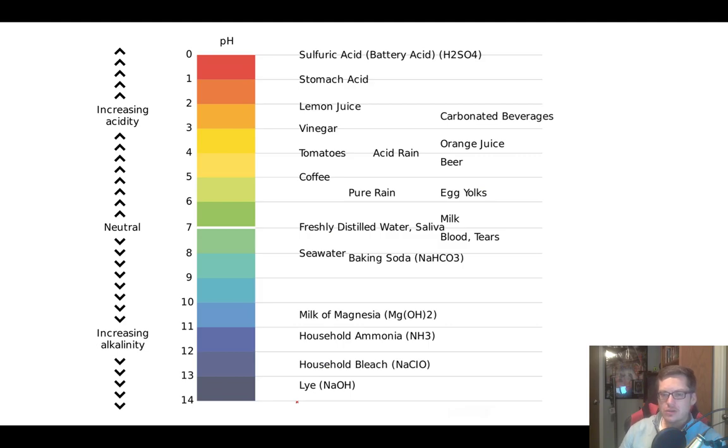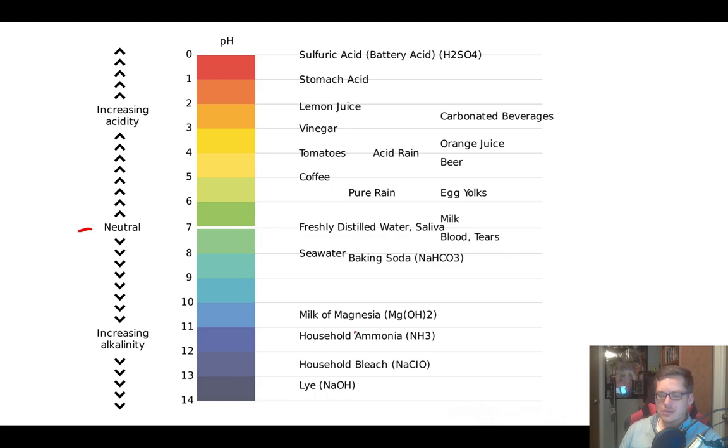So here are some pH values. Remember, 7 is our neutral guy. Freshly distilled water is neutral, saliva too. Milk has lactic acid, so it's slightly acidic. Pure rain is actually slightly acidic because of carbon dioxide dissolved in it. Then coffee, and sulfuric acid or battery acid up here is very, very acidic. Your stomach acid is at about 1.